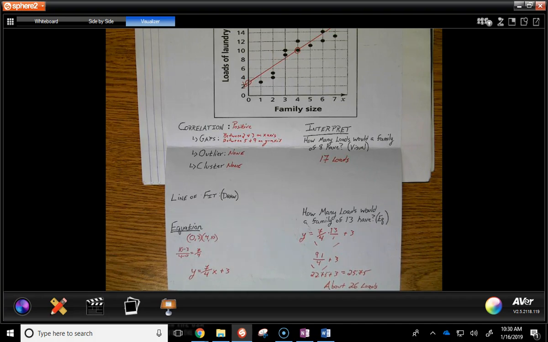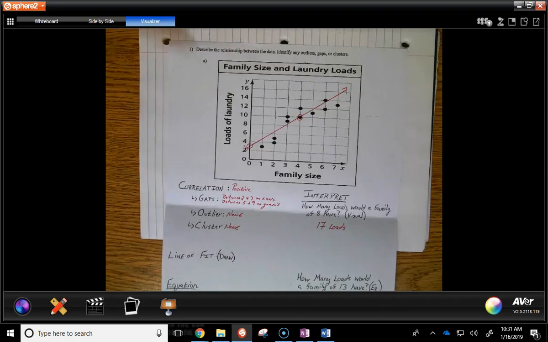So like on this one, the family of 8, we would have followed my line of fit. I would have followed 8. Here's 8. I would have gone up to where it crossed my line of fit. If it crossed it right about here, I go over, and my answer was 17. The second question asked was a family of 13. Do I see that on my graph? That's where the equation that you wrote comes in, that you said you understand how to write. So that's where you take the equation, and family size is 13.